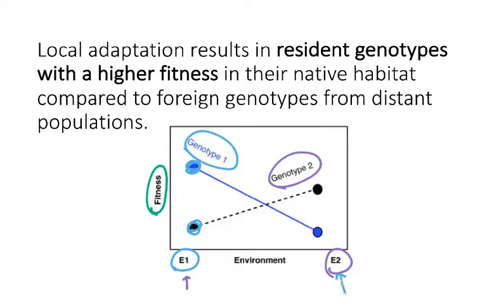But if we look at environment 2, we see the opposite pattern, where now the native genotype is genotype 2, because that's the environment it came from, and now that genotype has a higher fitness relative to genotype 1, which is now the foreign genotype. So overall, that's what local adaptation leads to. It leads to populations being very well adapted to their unique habitats, but if you move them somewhere else, they do not do as well because that habitat is different in some environmental factor, and so they have a lower fitness.